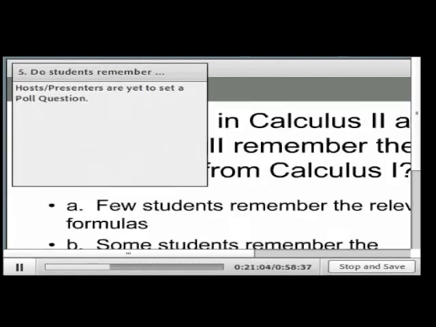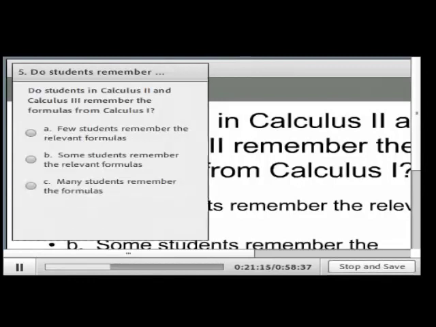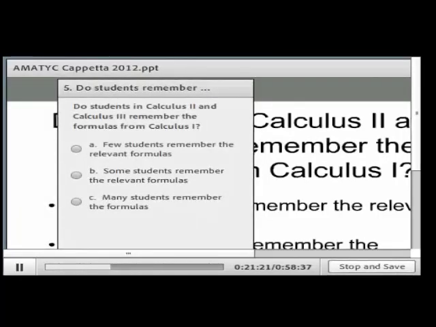Can you give us an example of which types of formulas you're talking about? Do you mean, do they remember the theorems? Do they remember the power rule? I'm not thinking theorems so much, I guess I'm thinking more of rules, like derivative rules for various functions, derivatives of inverse trig functions, for example, the definition of the derivative, these sorts of things.